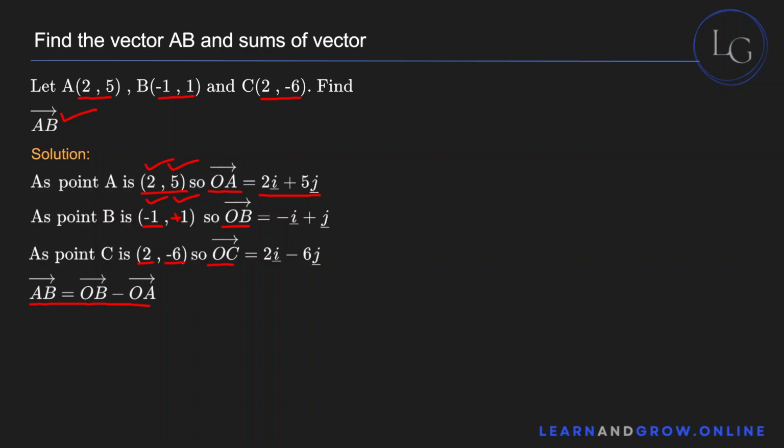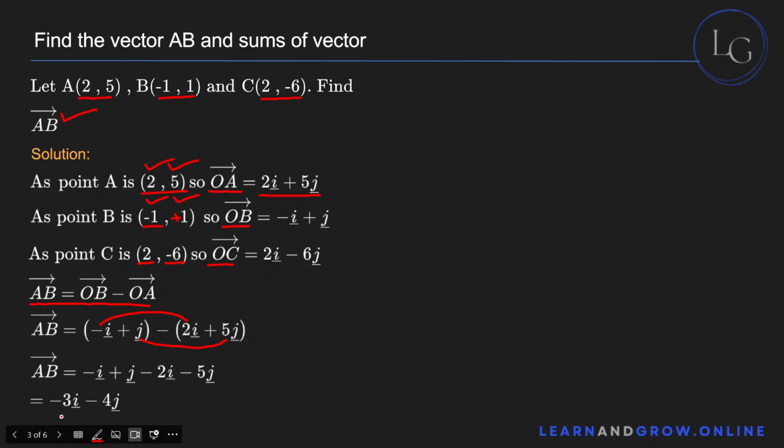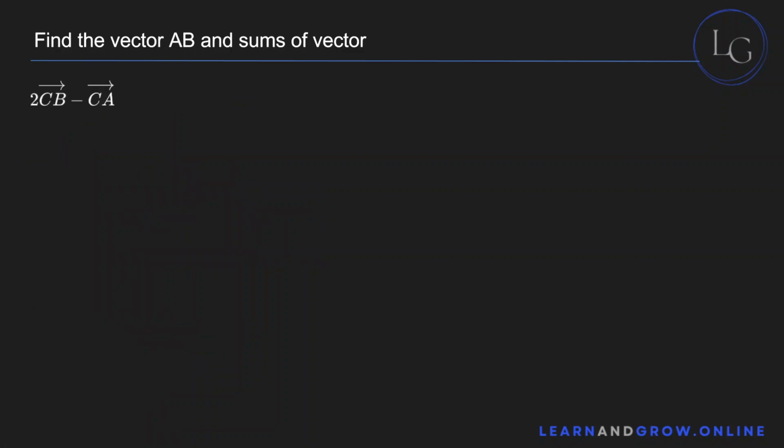Now, AB is equal to (-i plus j) minus (2i plus 5j). Obviously, you must remember that the i components are added separately and the j components are added separately, or in this case, subtracted. So this is what you get: -3i minus 4j, right? That's AB.